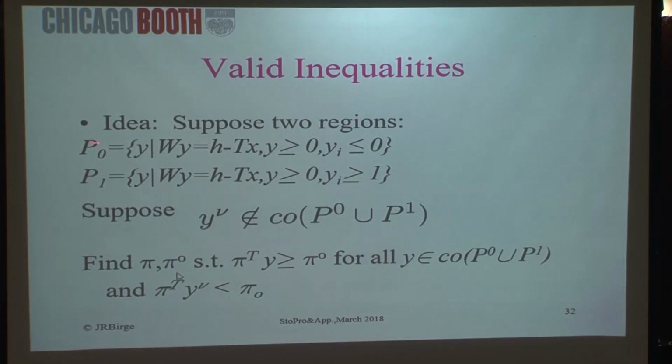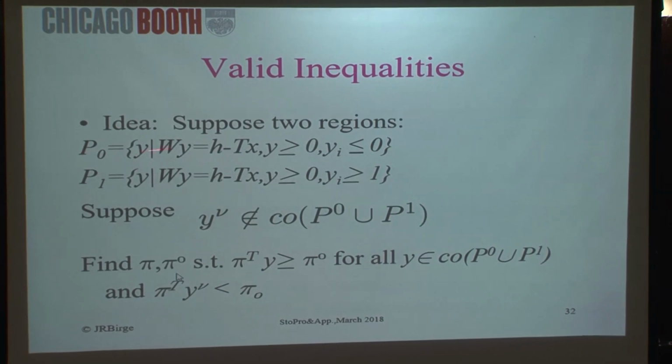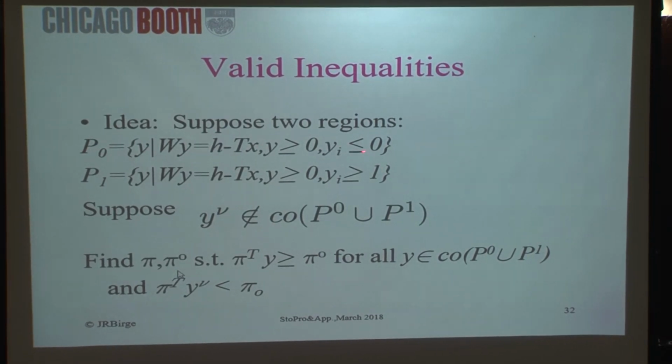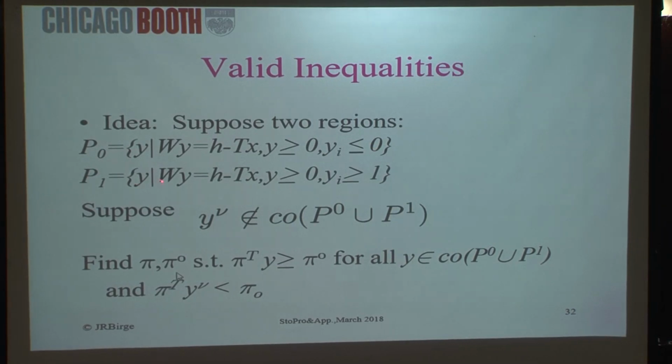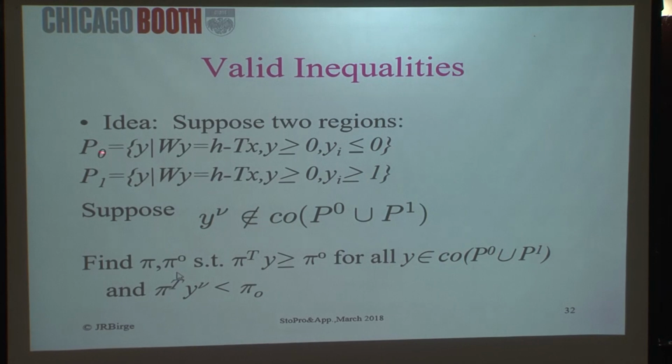Now I know for sure that whatever optimal solution I get has to be in the convex hull of the values that are feasible where y is less than or equal to 0, and the values that are feasible where y is greater than or equal to 1. So I know it's in the convex hull of these two things.